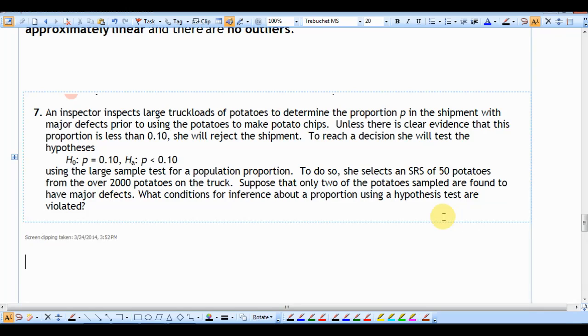Okay, an inspector inspects large truckloads of potatoes to, wow, what an exciting job, to determine the proportion of the shipment with major defects using the potatoes to make potato chips. Now that is a very, very poorly written sentence.